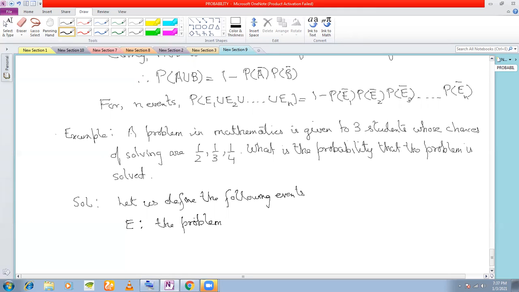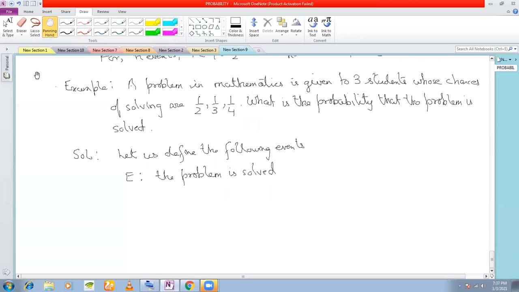Keep an eye on the question. The first event that you're going to define is from the question only. The question is find the probability that the problem is solved. So your first event will be: let E be the event that the problem is solved. Now how many students are attempting to solve? Three probabilities are given and three students are attempting to solve, right? So let us say I define the event A that the first student solves the problem.